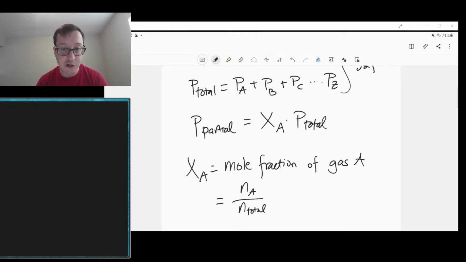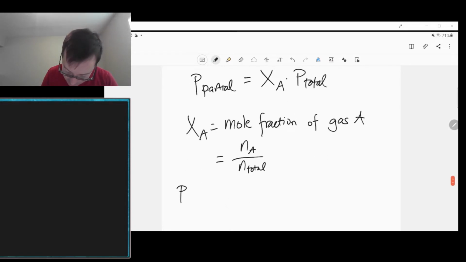So the partial pressure of your gas A is related to the mole fraction, like what proportion of your mixture is one gas, times the total pressure. And let's take a look at this in terms of our purple and blue equation. We saw that the partial pressure of the purple gas would be the mole fraction that's purple times the total pressure.